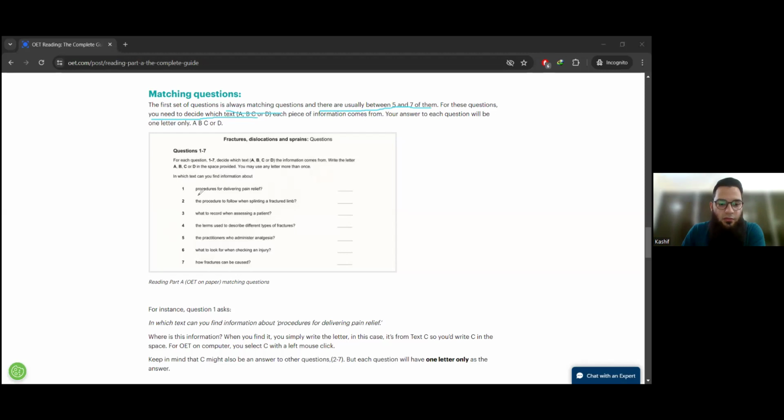For example, they ask about procedures for delivering pain relief. Now what we will do is, as I have mentioned, you should give 5 minutes. Let's say you have given 5 minutes to the text, you have gone through the text, you have retained the information. Now you have 10 minutes left, and in 10 minutes you have to attempt three parts of the question: matching questions, short answer questions, and completion of the sentences.